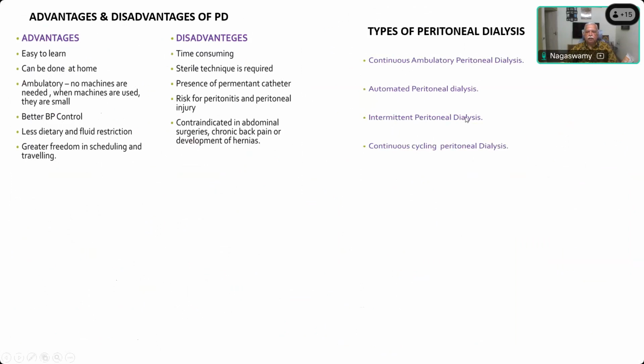Then intermittent peritoneal dialysis. So usually we do 2 or 3 cycles in a 24 hour time for peritoneal dialysis. And this continuous cycling is done usually at night time when the patient is sleeping. All the 3 cycles can be finished during the sleeping time without interfering with the patient's work during the daytime.